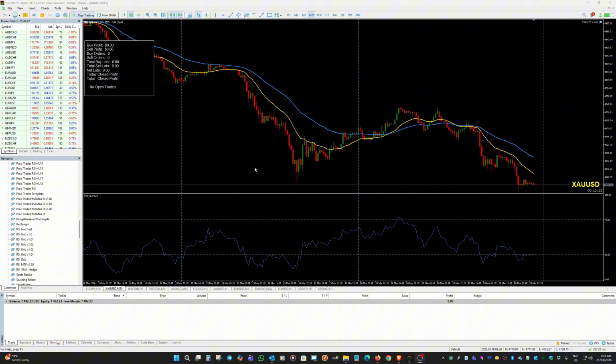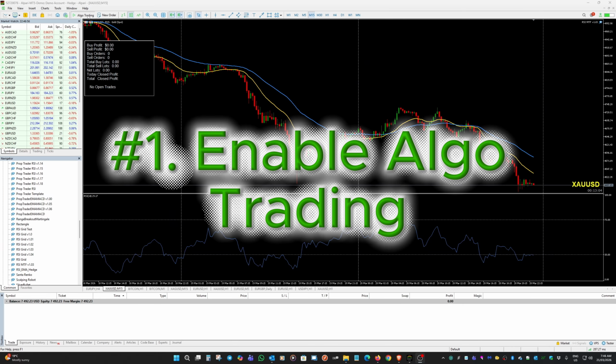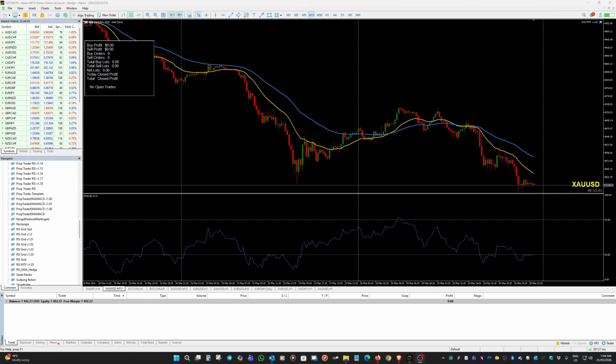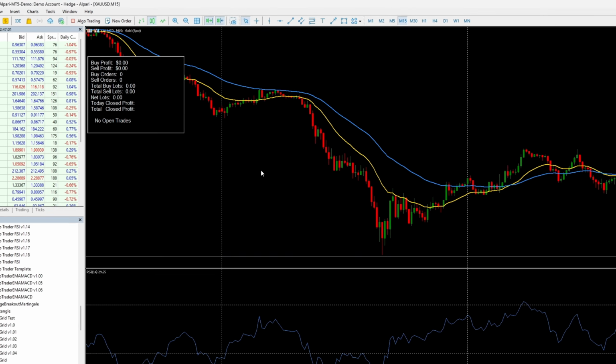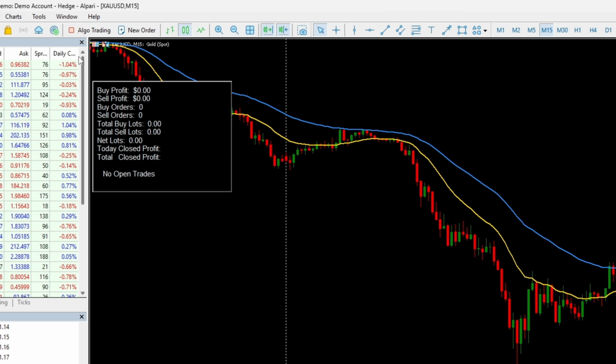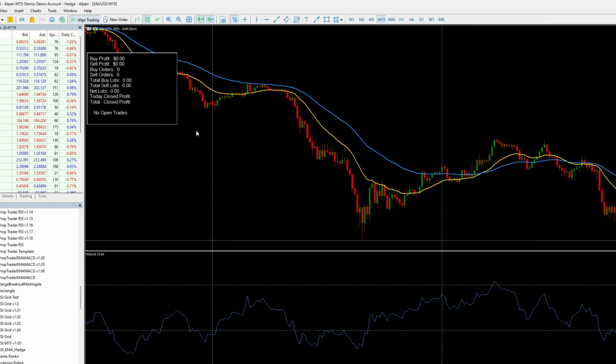Reason number one, and this is a simple one, but some people just might not even think to look here. Looking at the algo trading button on the top toolbar, we can see here that this one is disabled. If it's not enabled, the little square is red, and when it's enabled, it turns into a green triangle or green arrow pointing to the right. So you just need to ensure that algo trading is actually turned on.